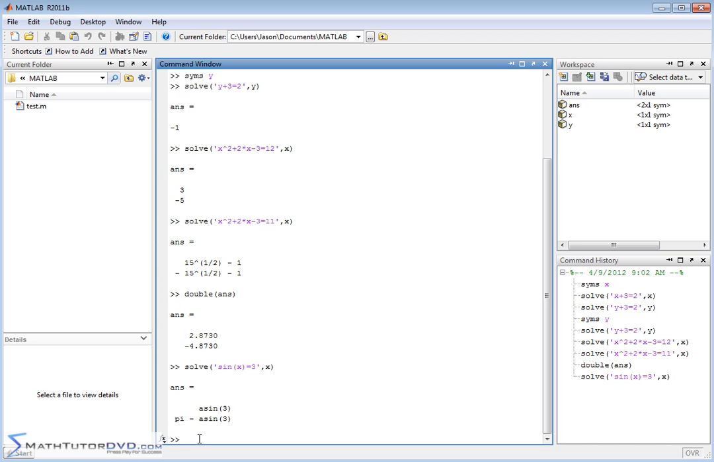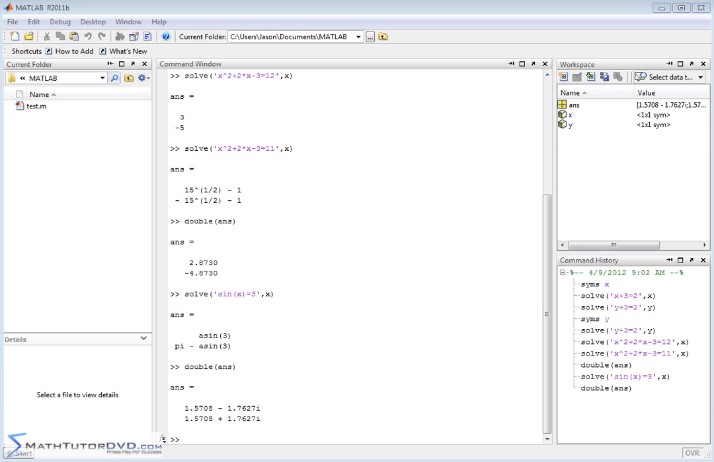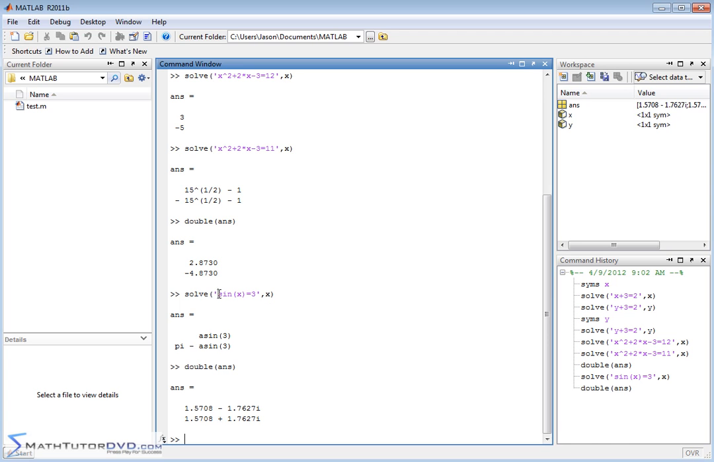If you want to convert those answers to decimals, as always, you can just convert those last answers to decimals, and you can see the problem here. You get complex answers. And you can see why, because the sine function, the function of a sine wave, so to speak, can only go up to plus or minus 1. So here we gave it an equation outside of that region, so the answers that you get are complex.